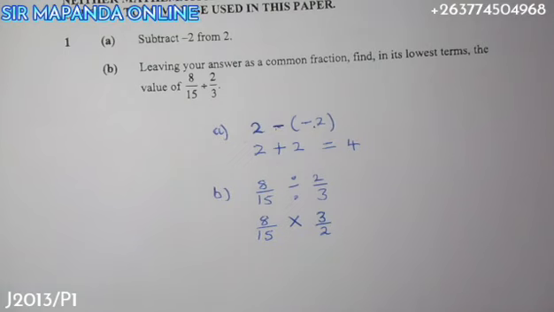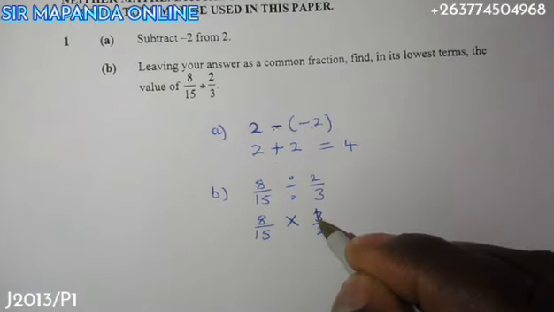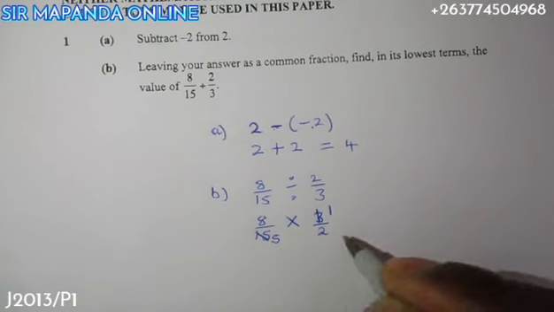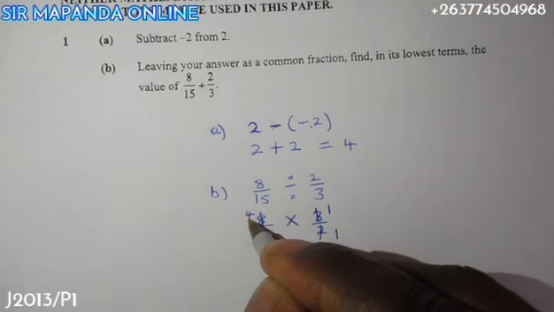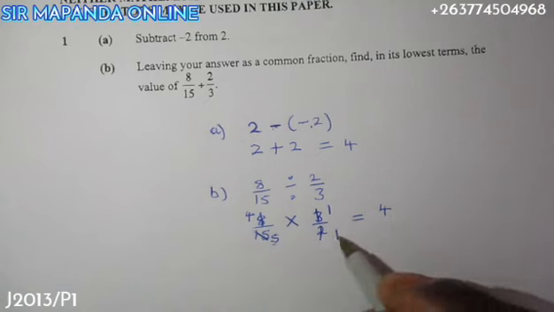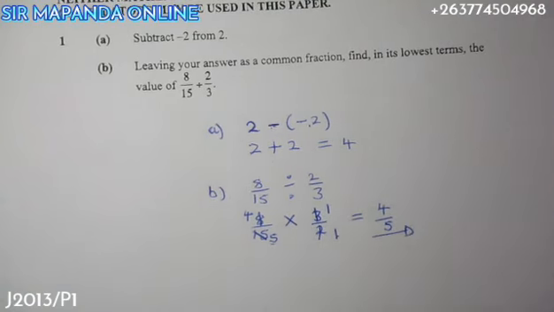Then you identify factors which can cancel out each other. 3 is a factor of 15, so 3 into 3 is 1, 3 into 15 is 5. 2 into 2 is 1, 2 into 8 is 4. 4 times 1, what do you get? You get 4. 5 times 1, what do you get? You get 5. So this is your answer in its lowest terms. I hope you are following class.